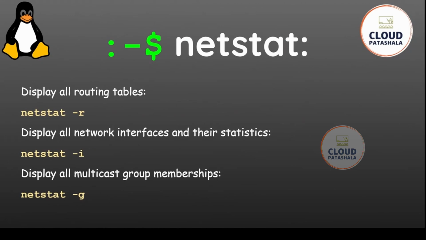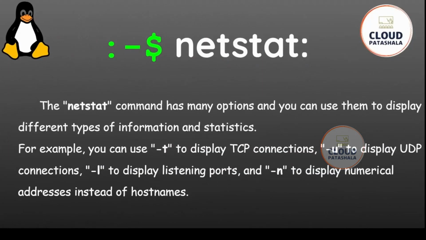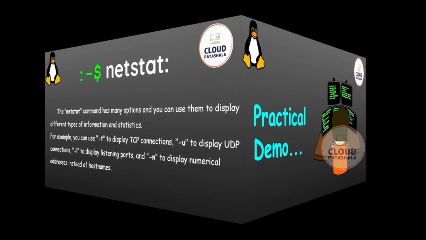To display the routing tables on the operating system itself, you could say netstat -r. If you want to check the network interfaces and their statistics, you could say netstat -i. If you want to display all the multicast group memberships, you could say netstat -g. The netstat command, as you see in the previous slides, has many options, and you can use them to display different types of information and statistics. For example, -t to display the TCP connections, -u to display the UDP connections, -l to display the listening ports, and -n to display the numerical addresses instead of host names.